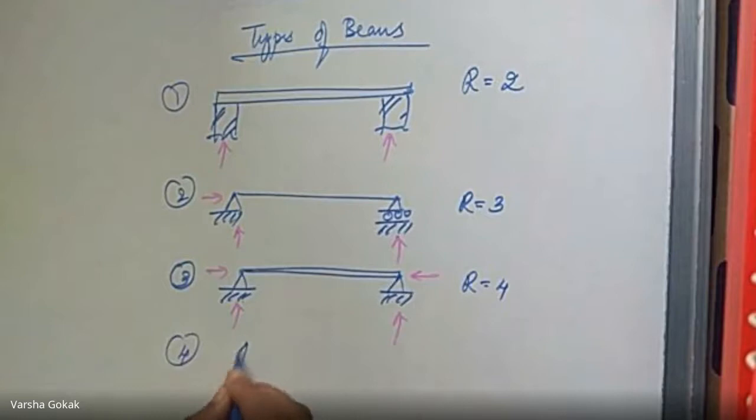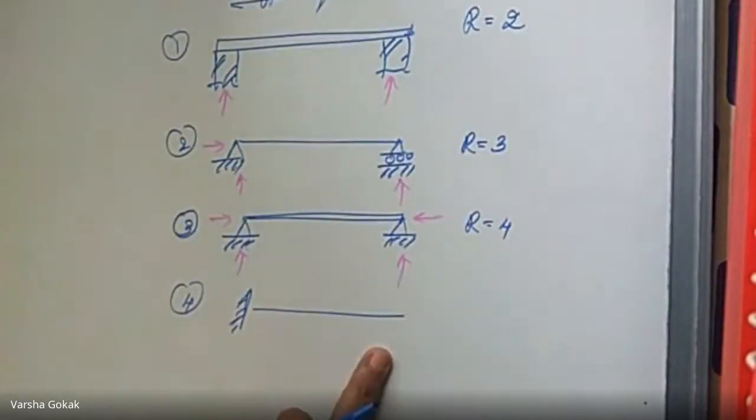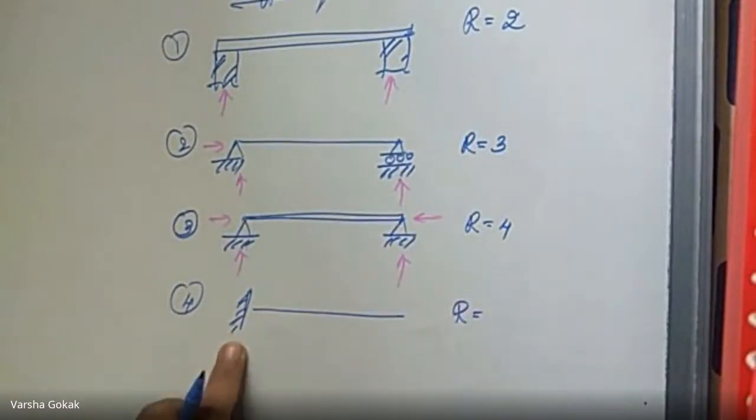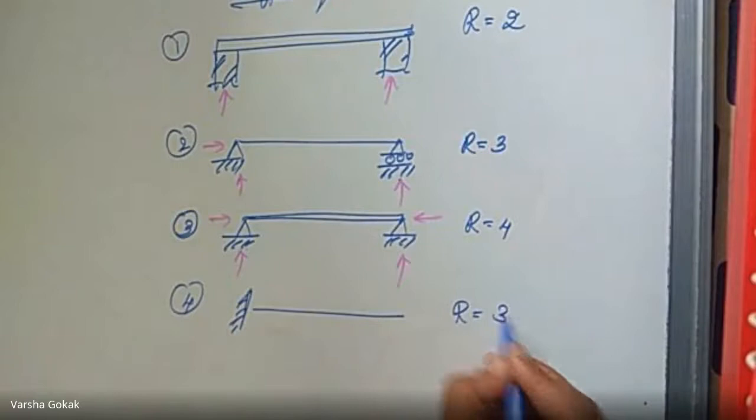Then you have a cantilever beam. Correct? So one end is fixed, other end is going to be free. So what is the total number of reactions here? As good as only for a fixed beam. So that is equal to 3.